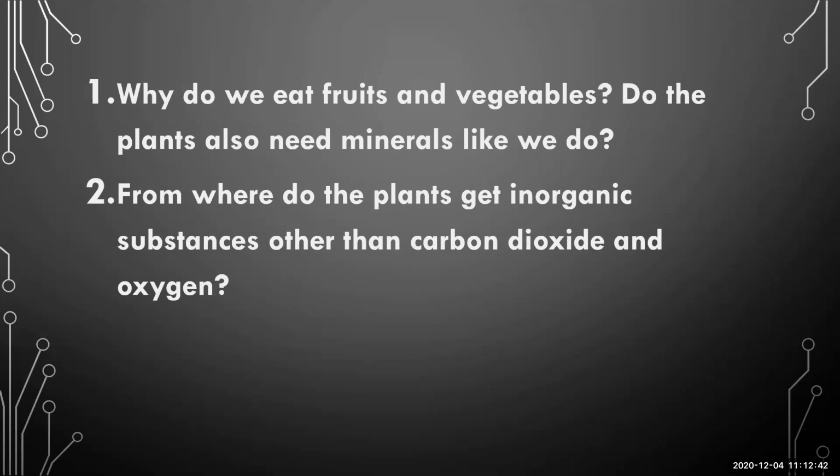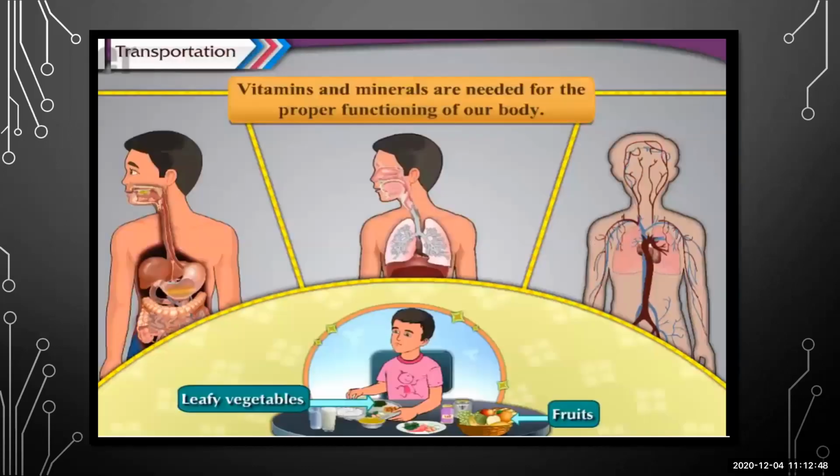Okay, now we will find the answer to this question. From where do we get the vitamins? Whatever food we are eating, like usually we take fruits, which give us the vitamins and the minerals. In the same way, the digestive system and respiratory system also work. And from where does the plant get these nutrients and minerals?